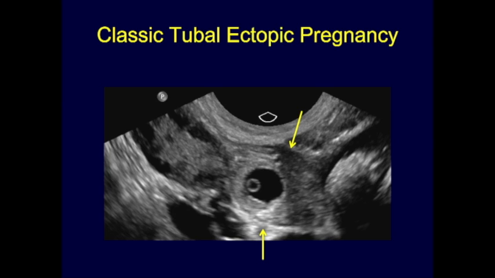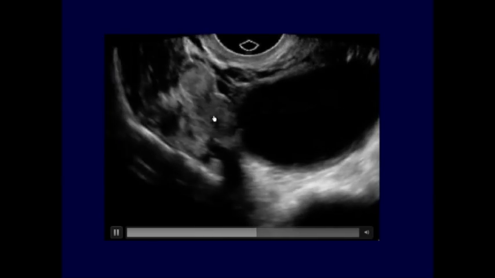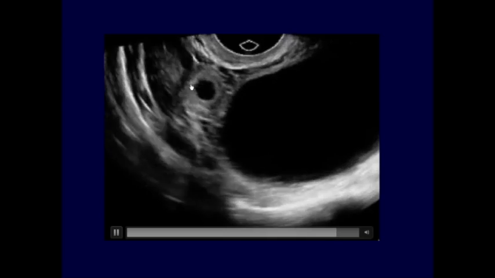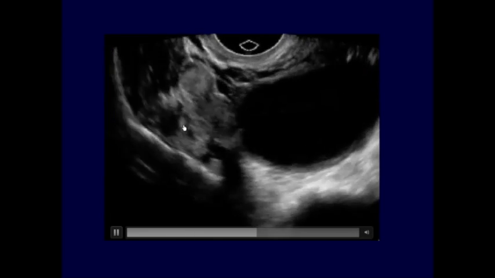So this is a classic tubal ectopic pregnancy. A radiologist will have no trouble making the diagnosis. There's no IUP, and there's an adnexal mass containing a yolk sac completely separate from the ovary. Here's a cine clip, and if you follow the fallopian tube along, you'll see the ectopic pregnancy, and I bet that's in the ampullary part of the fallopian tube.